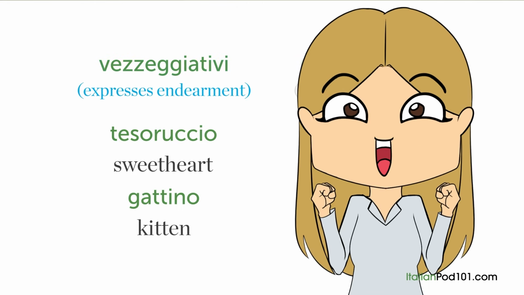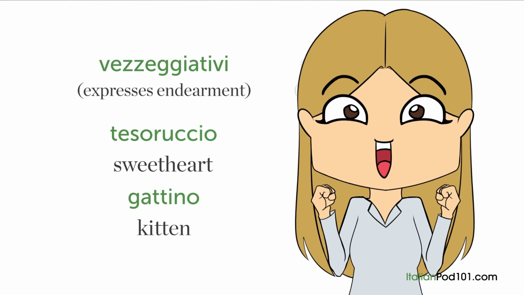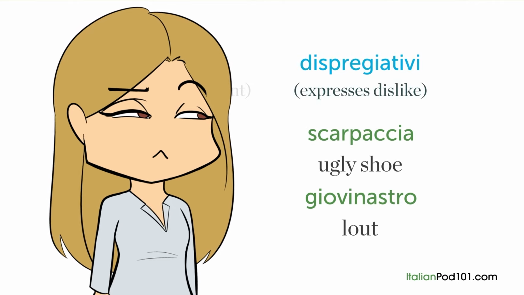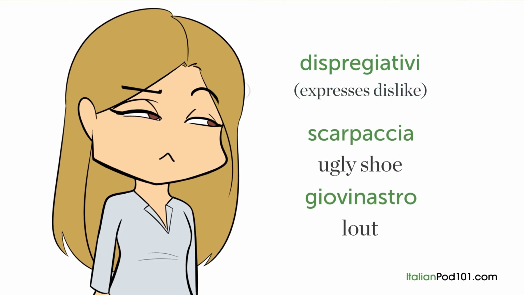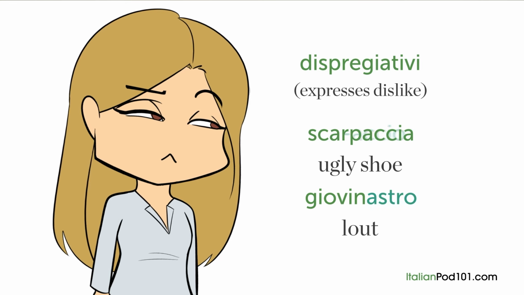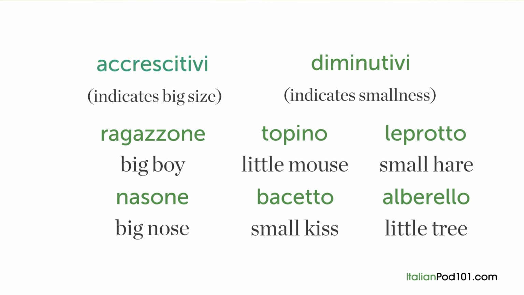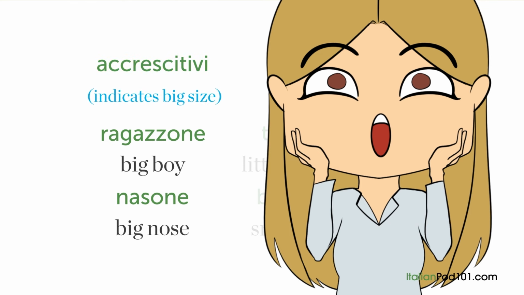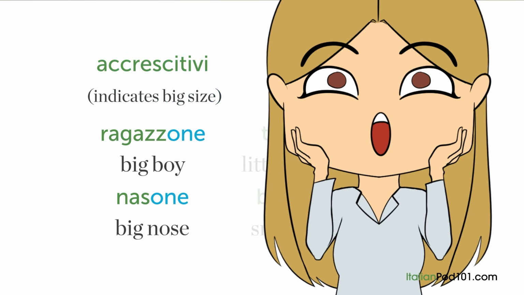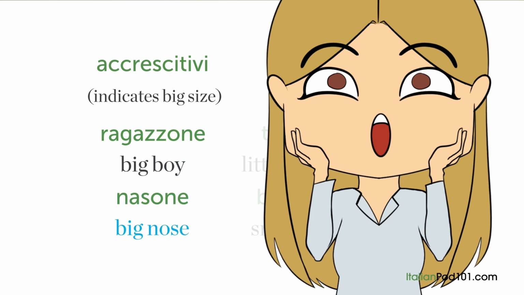Vezzeggiativi express endearment. Some common suffixes are -uccio and -ino. For example, tesoruccio, sweetheart, gattino, kitten. Dispregiativi express dislike. Common suffixes are -accio and -astro. For example, scarpaccia, ugly shoe, giovinastro, lout. To describe the aspect of something, you can use accrescitivi and diminutivi. Accrescitivi indicate a big size. The most common suffix is -one. For example, ragazzone, big boy, nasone, big nose.